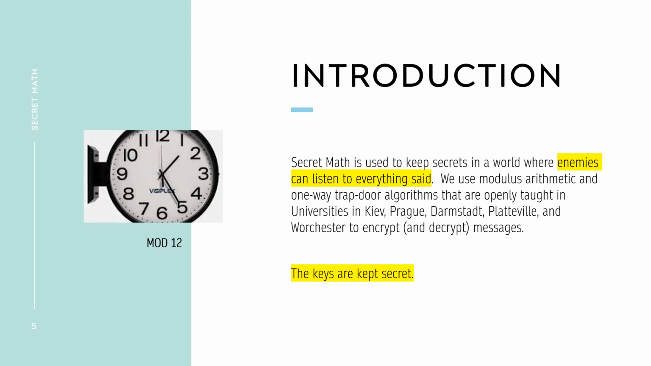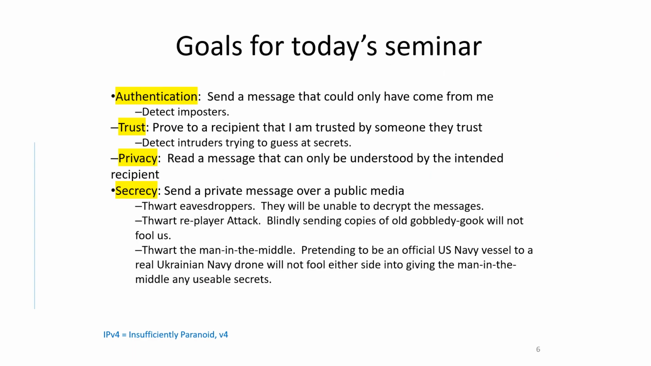So we're going to talk about two different kinds of keys. We're going to talk about authentication. So I can prove that this message could only have come from me. We're going to talk about trust. I can prove that somebody who trusts me is also trusted by you. Talk about privacy. I can send a message that can only be understood by the intended recipient. It's gobbledygook to anybody else.